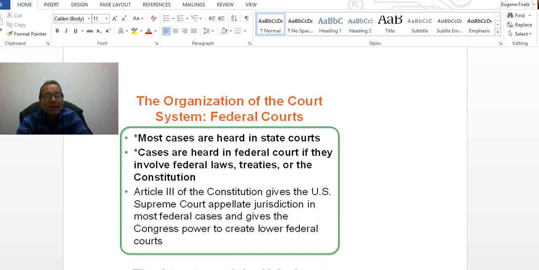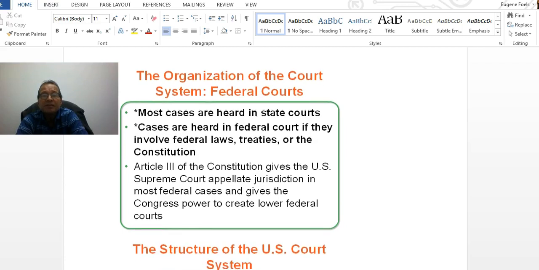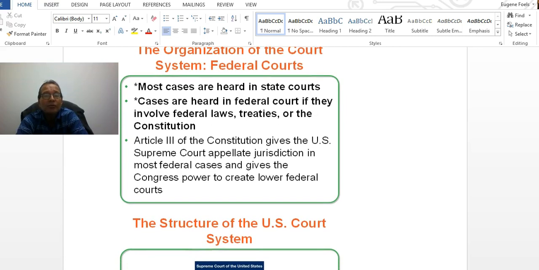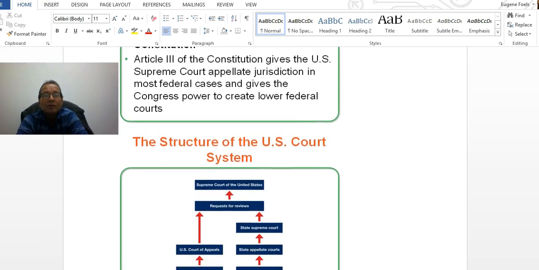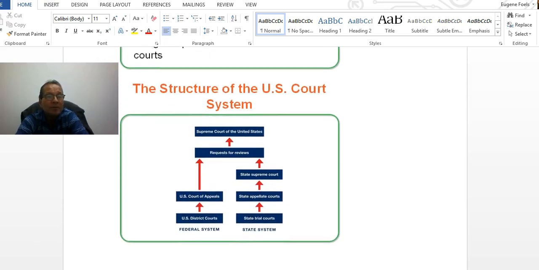Article 3 establishes the judicial branch, and it gives the Supreme Court both original and appellate, or appeal, jurisdiction in most federal cases. This is also where Congress was granted the power to create the lower court system. This is what they came up with in the Judiciary Act, and it hasn't really changed too much. This hierarchical structure still exists today. The Courts of Appeals were established in the late 19th century. I don't remember the exact year.